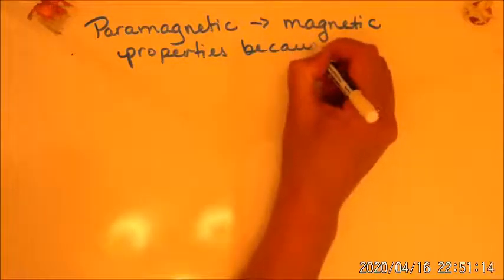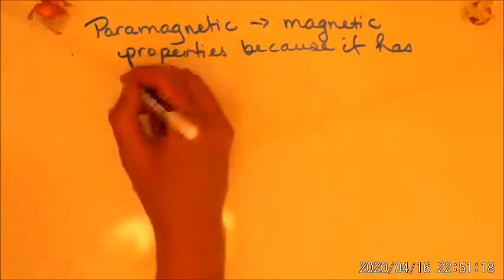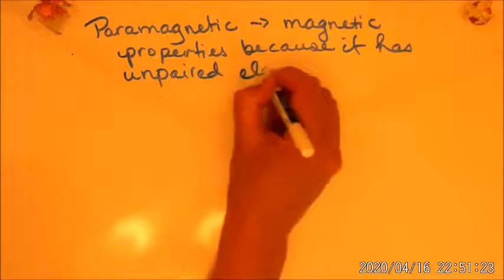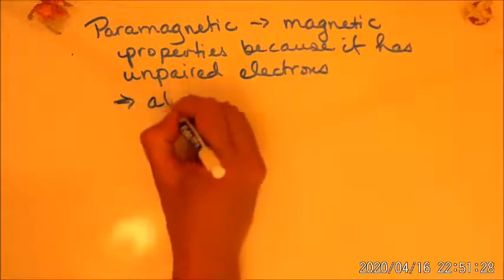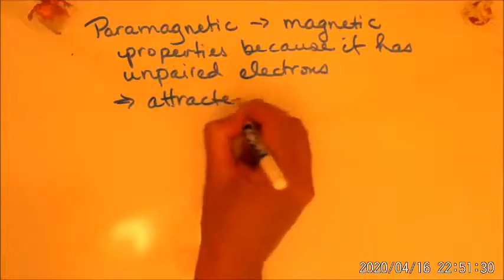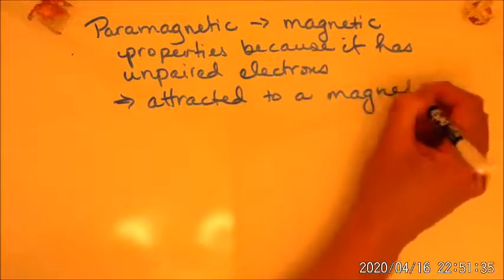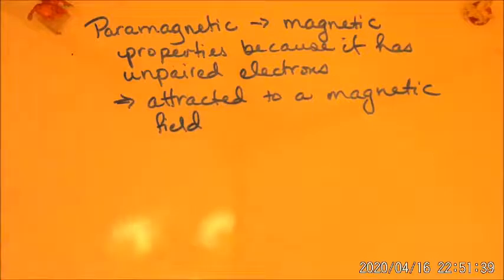Because it has unpaired electrons, what we find is that it is attracted to a magnetic field. The opposite, in a sense, of paramagnetic is diamagnetic.